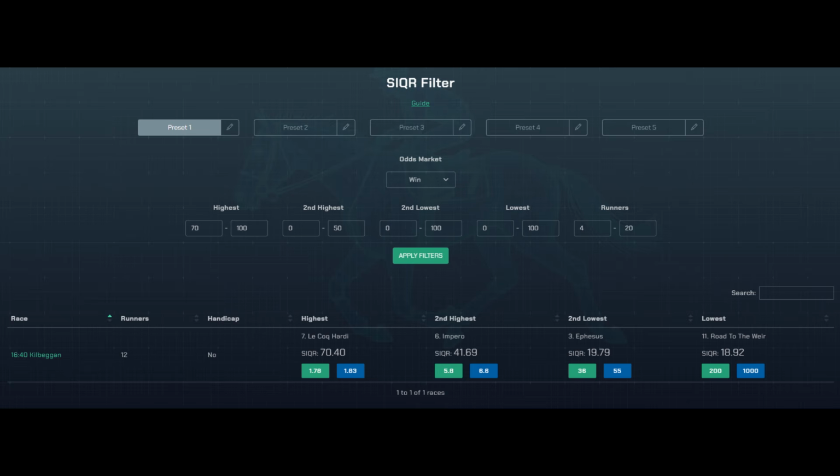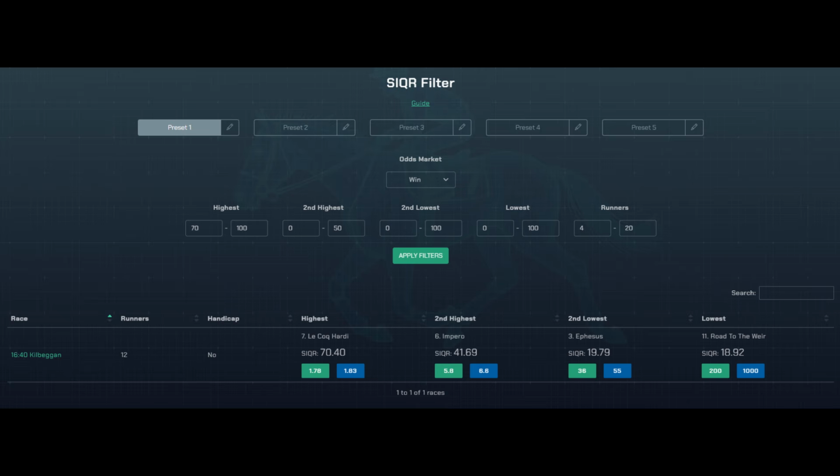Notice I didn't say backing, I said investigating. Because one of the biggest mistakes traders make is confusing shortlist with a betting slip. The filter doesn't tell you what to back, the filter tells you what deserves your attention. Those are two very different things. Think of it this way, the filter is the bouncer, it decides which races get through the door. You still need to decide which ones deserve your money.